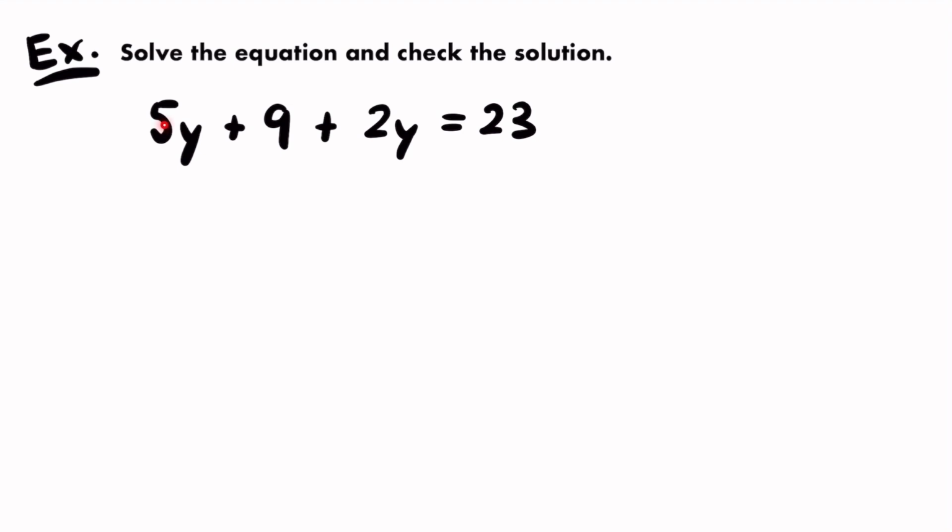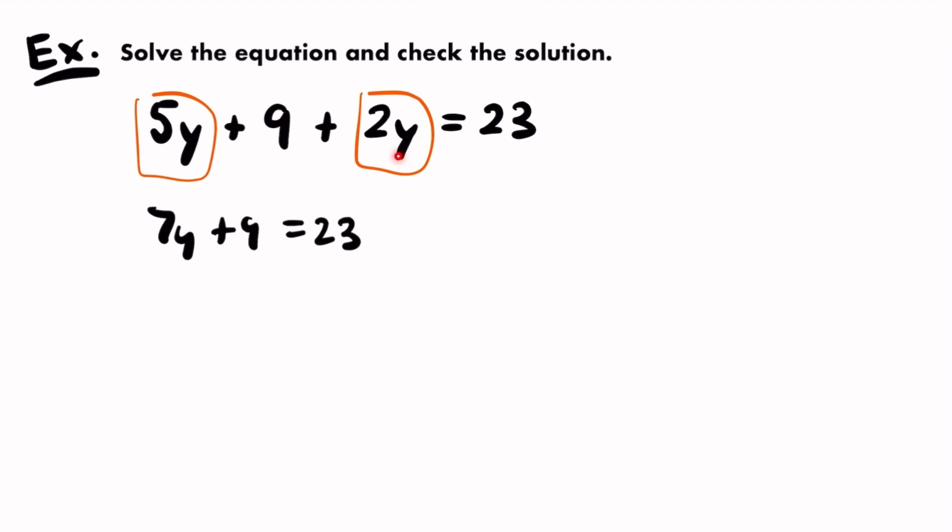Okay, so 5y and 2y, as I said, are like terms, so we can combine their coefficients. 5 plus 2 is 7. So the way that I would rewrite this equation is 7y plus 9 equals 23. Okay, I combined these two like terms to get 7y.